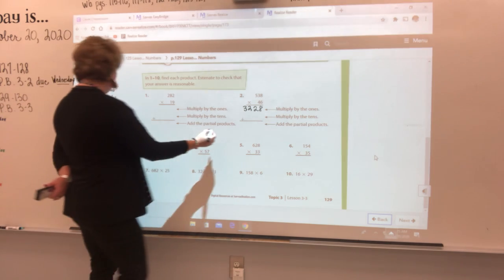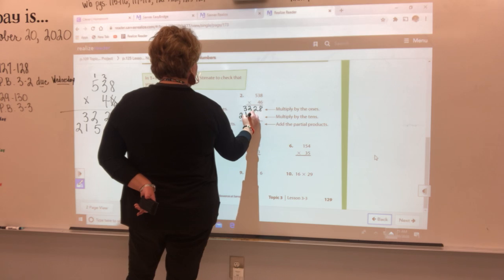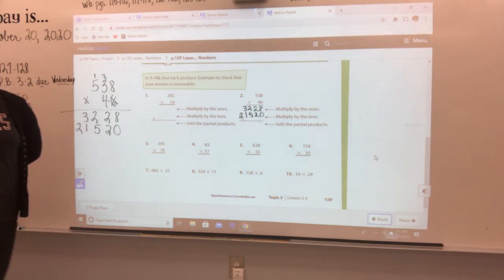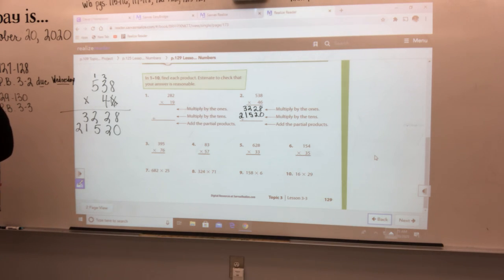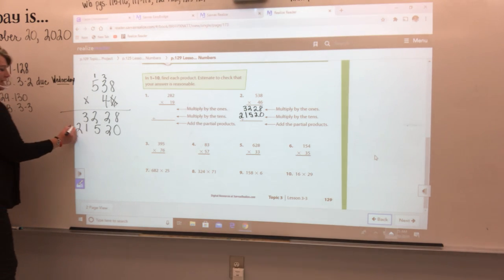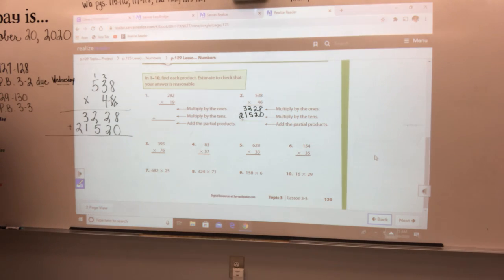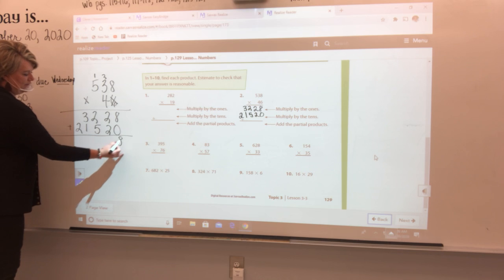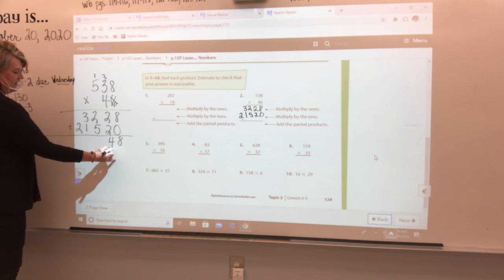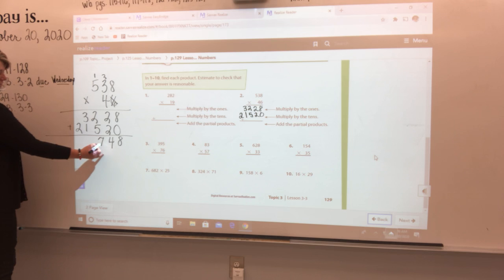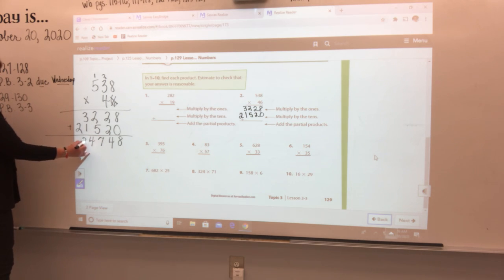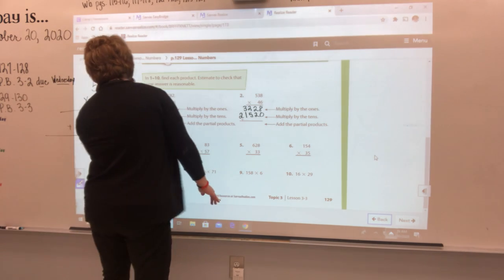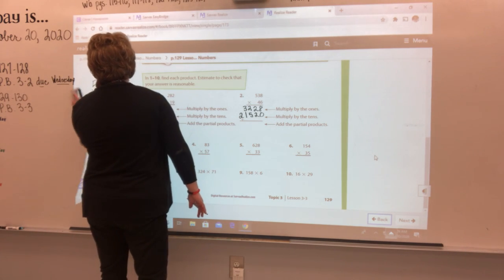And by the way, they want this: 21,520. That's part of the product. That's the partial product. Now what do we have to do? Add them up. So here we go. 8 and 0 is 8. 2 and 2 is 4. 5 and 2 is 7. 3 and 1 is 4. And 2 and nothing is 2. So there's your final answer.